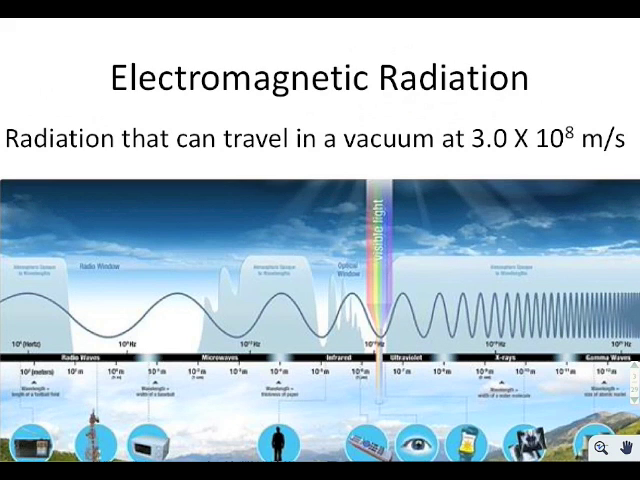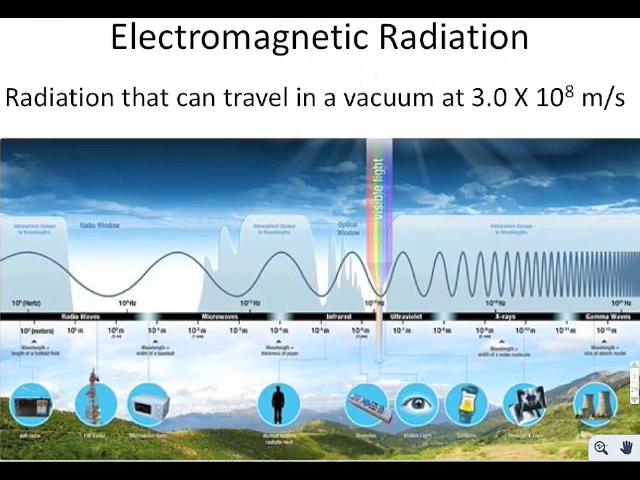So we start off with the electromagnetic spectrum. This is electromagnetic radiation. All electromagnetic radiation travels at 3 times 10 to the 8th. A lot of times this is referred to as the speed of light. But in actuality, it's the speed of light, radio waves, microwaves, gamma rays, X-rays. The whole electromagnetic spectrum operates at 3.0 times 10 to the 8th meters per second.